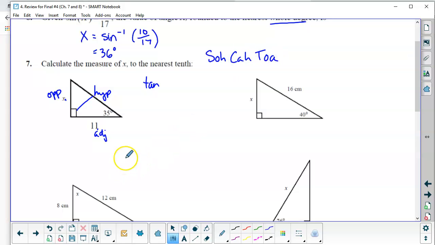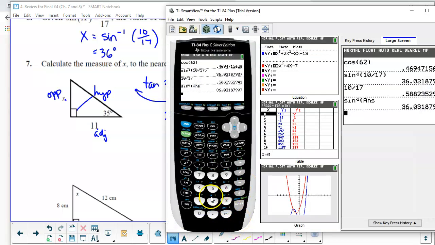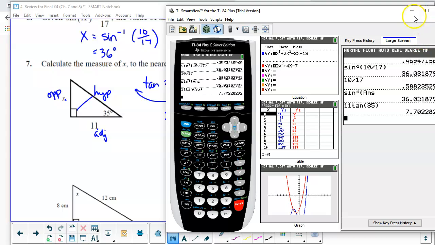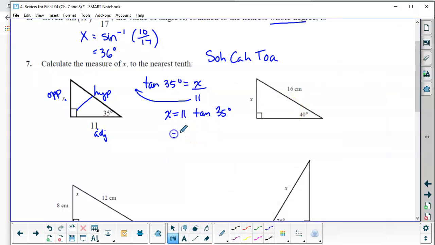There's a fast way of remembering. You will get it on the exam though. So tan of 35 is opposite over adjacent. So x, when we solve here, we have to multiply through by 11. It's 11 times tan of 35 degrees. So in your calculator, 11 tan of 35 is 7.7. There are no units, so we don't have to put units.